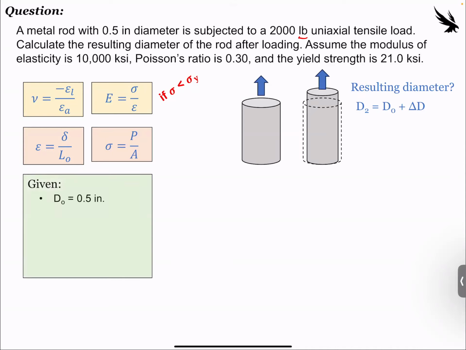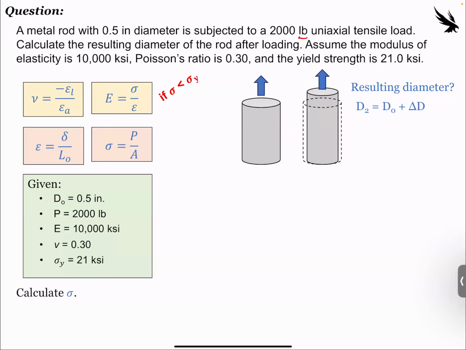So let's see what's given. We're given the original diameter, 0.5 inches. We're given the load, which is in pounds, so this is a force. We're given a Young's modulus, and we're given the Poisson's ratio. We're also given the yield stress, which we need to check as well.